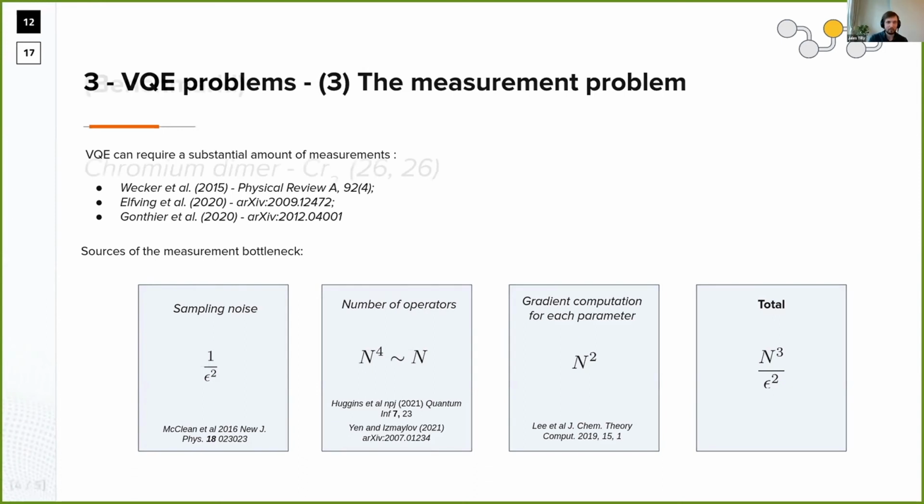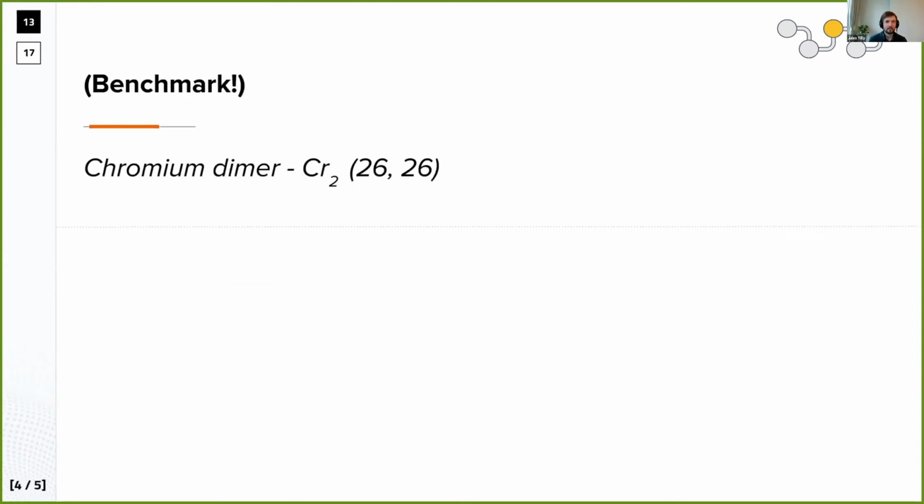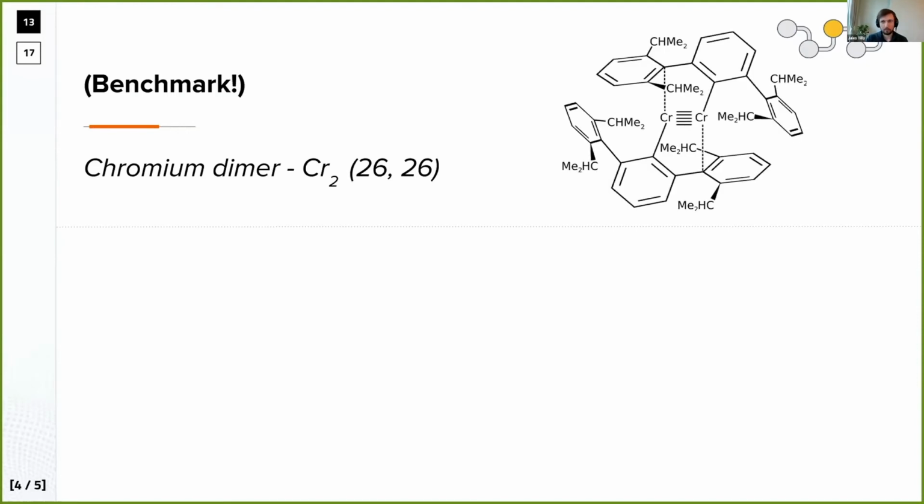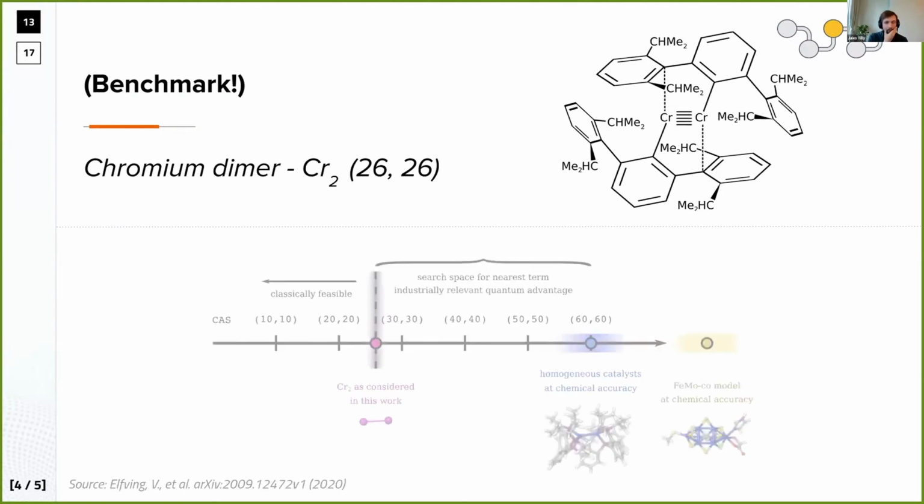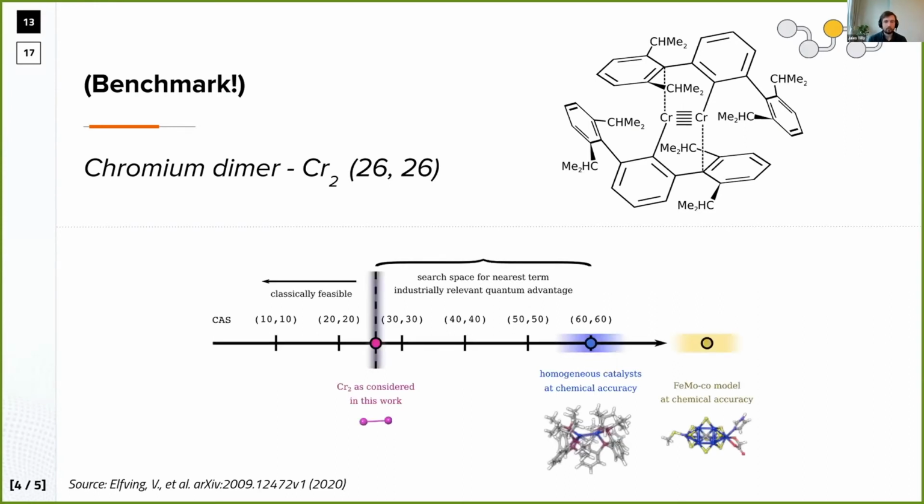But before that, we're going to look at a benchmark. The benchmark will be a chromium dimer, which uses an active space of 26 electrons on 26 molecular orbitals. Because we're looking at spin orbitals, that would be 52 spin orbitals, and so 52 qubits. And that's just a pretty picture of the chromium dimer. This was suggested as a benchmark by the paper that is sourced here as being basically a tipping point between what is feasible on a conventional machine and what will be relevant for quantum computers in the years and decades to come.